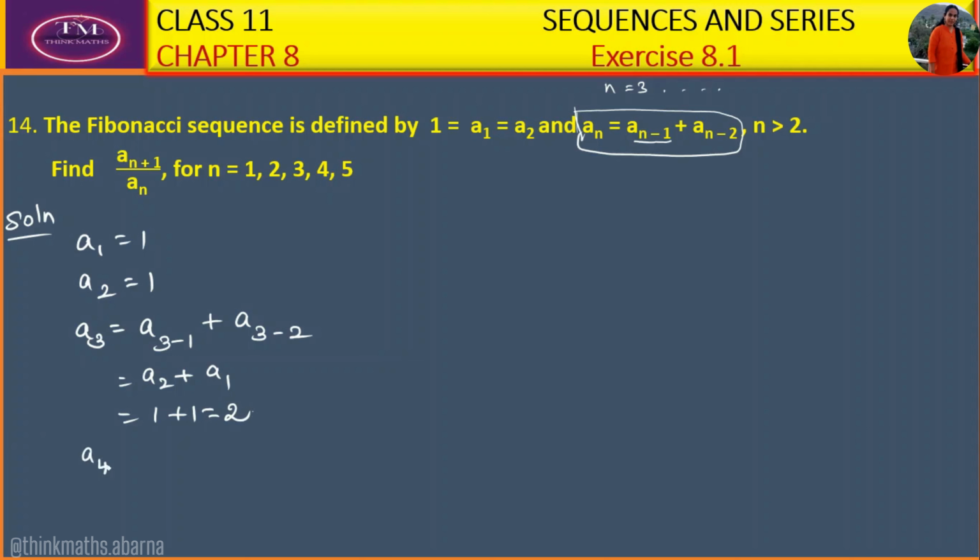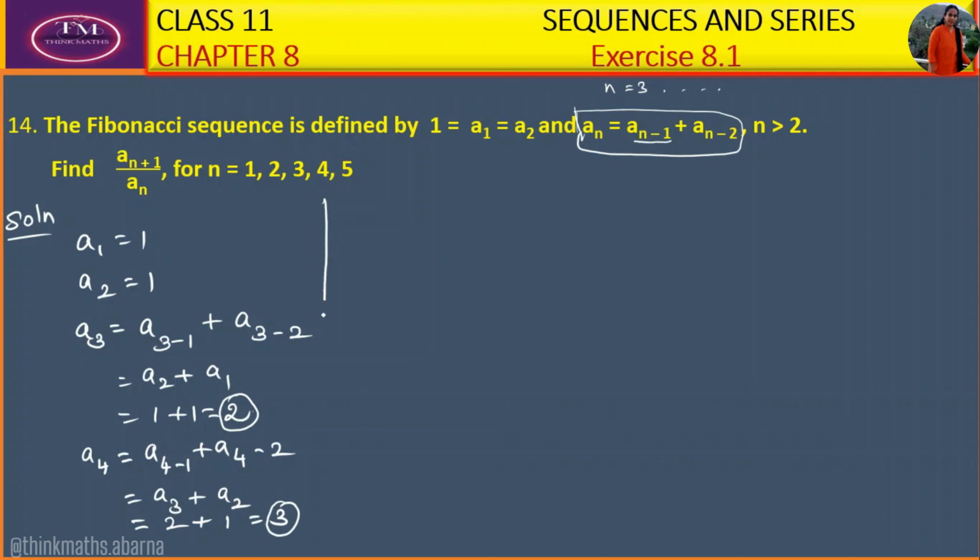What is A4? A4 is equal to A4 minus 1 plus A4 minus 2. So what is this? A4 minus 1 is 3, 4 minus 2 is 2. What is A3? A3 is 2. A2 is 1. So 2 plus 1 equal to 3. So we got these values.